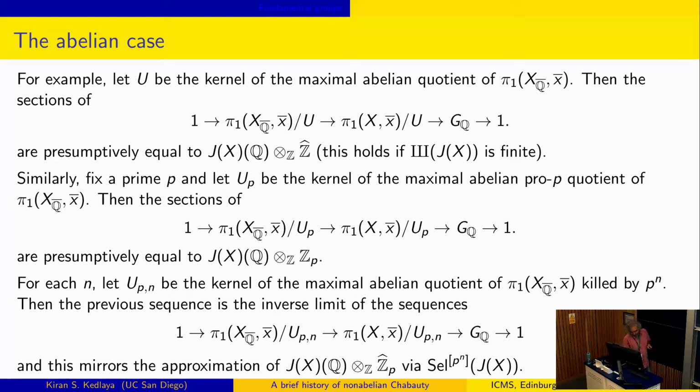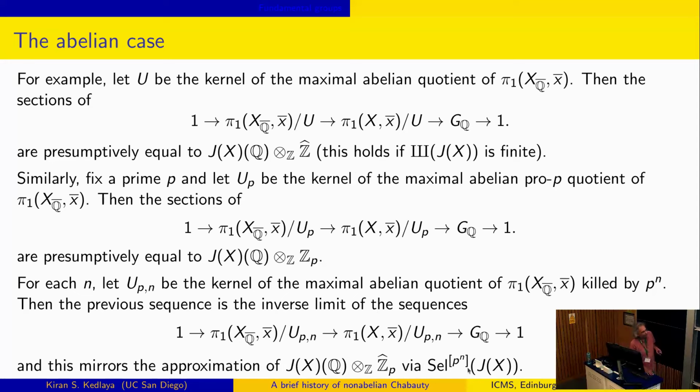And then this second sequence I can think of as obtained by taking the inverse limit over the sequences where I truncate by powers of p. So I look at the kernel of the maximal abelian quotient that's not just abelian, but killed by p to the n. And then as n varies, I get a tower of sequences that, roughly speaking, mirror the approximation of this thing by these Selmer groups.